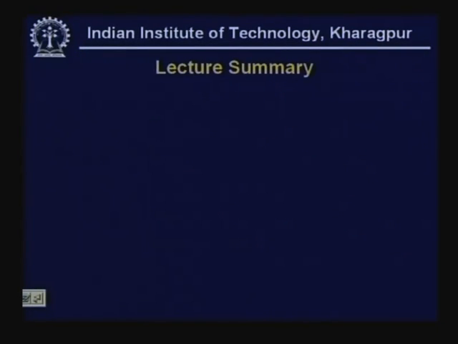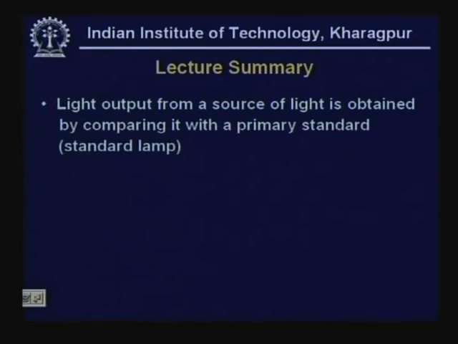So the lecture summary therefore could be: light output from a source of light is obtained by comparing with a primary standard or a standard lamp. Now how do we do that? I said it is done by comparing with a laboratory standard on a photometric bench, where a photo head is used. A photo head is nothing but an opaque screen, and this type of measurement is subjective in nature.